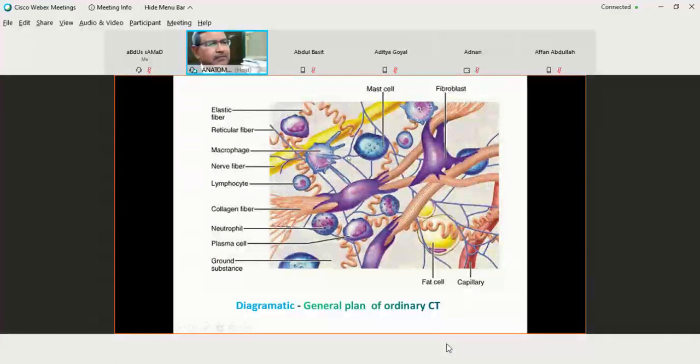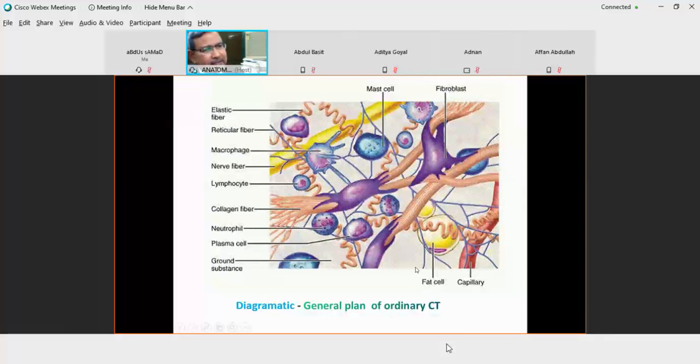Some cells, for example, can move freely. They are called the migrant type of cell. Others are called the fixed ones, like the fibroblast. It looks as if the fibroblast is clinging on the fibers, but in fact these cells are responsible for the secretion of these fibers. They are called fibroblasts. If they are secreting reticular fibers, they are called reticulocytes, or reticular cells. The term is a little bit confusing because it is also used in many other places. The fat cells are also there, responsible for the storage of fat.